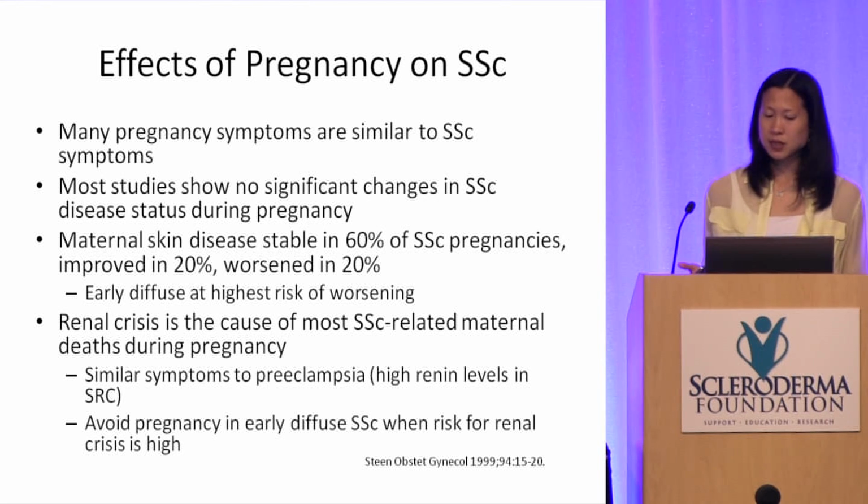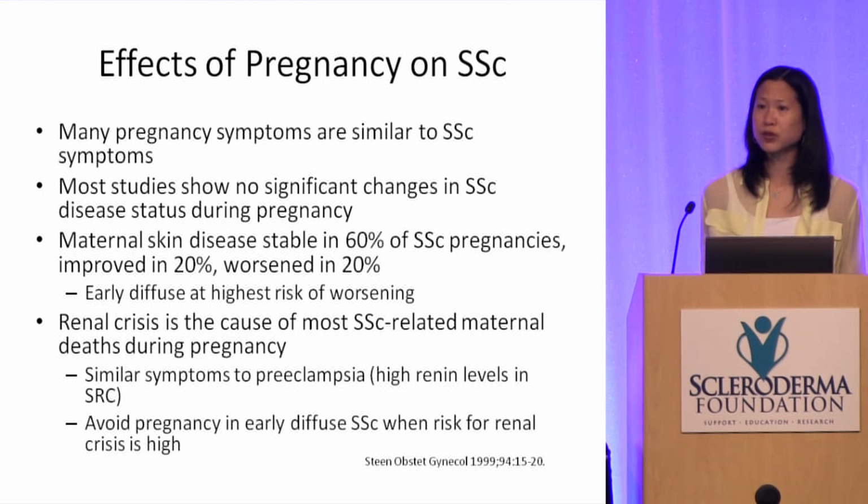In total, we basically want to avoid pregnancy in early diffuse systemic sclerosis patients because that's when their risk for renal crisis is the highest.